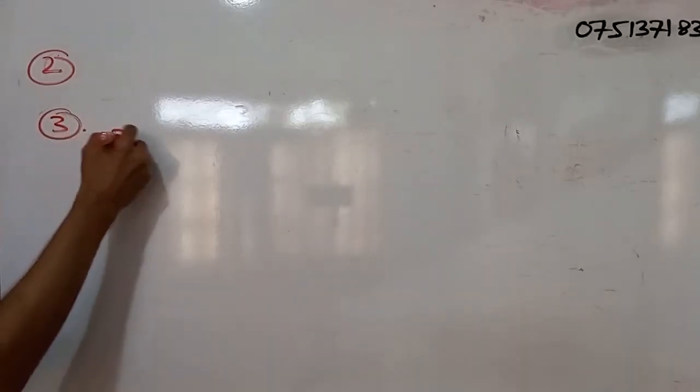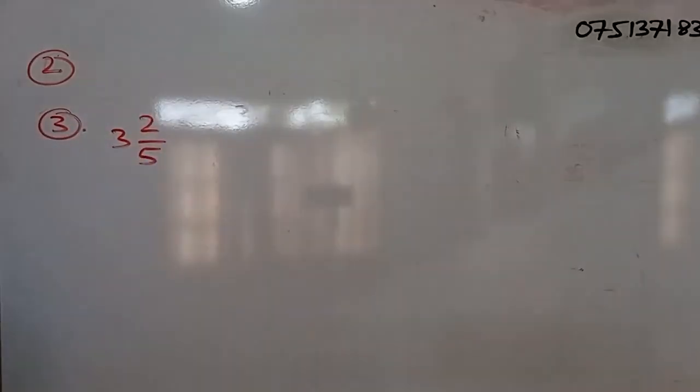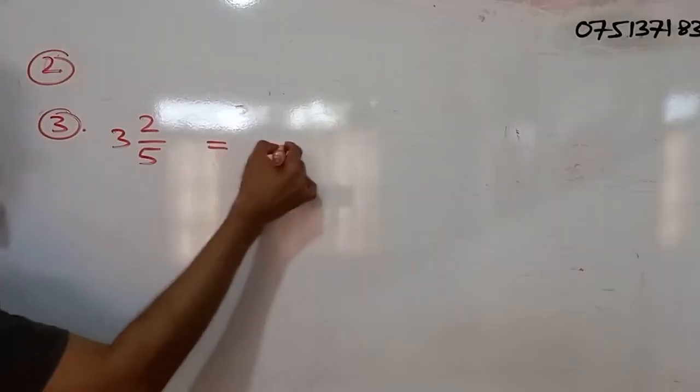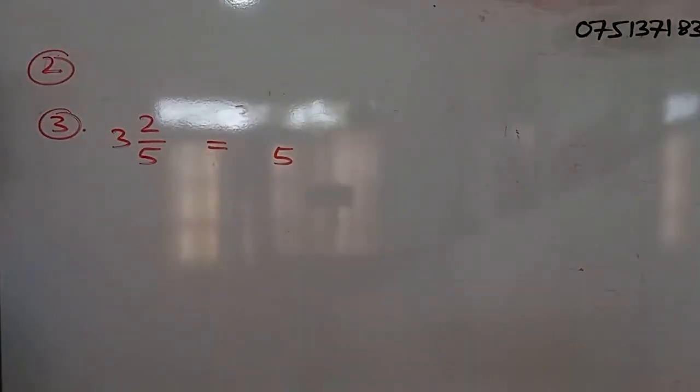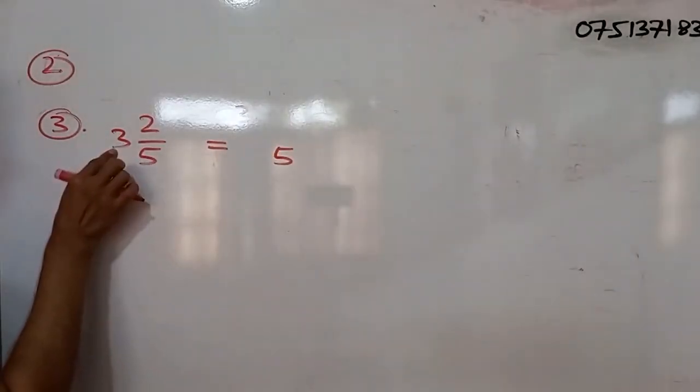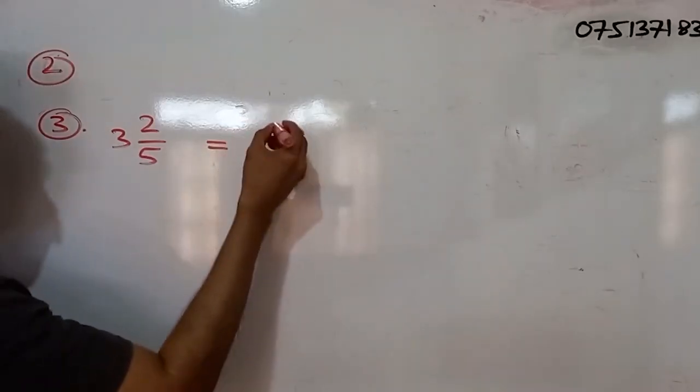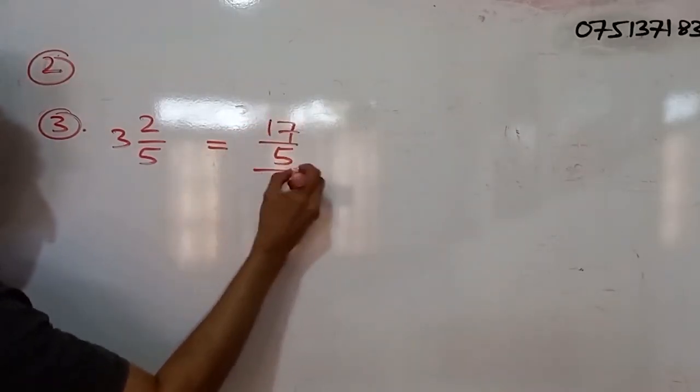Part 3 we have 3 and 2 by 5. Okay, so the denominator will be 5. How do we calculate the numerator? 5 times 3 we know that is 15. Add another 2, this becomes what? 17.